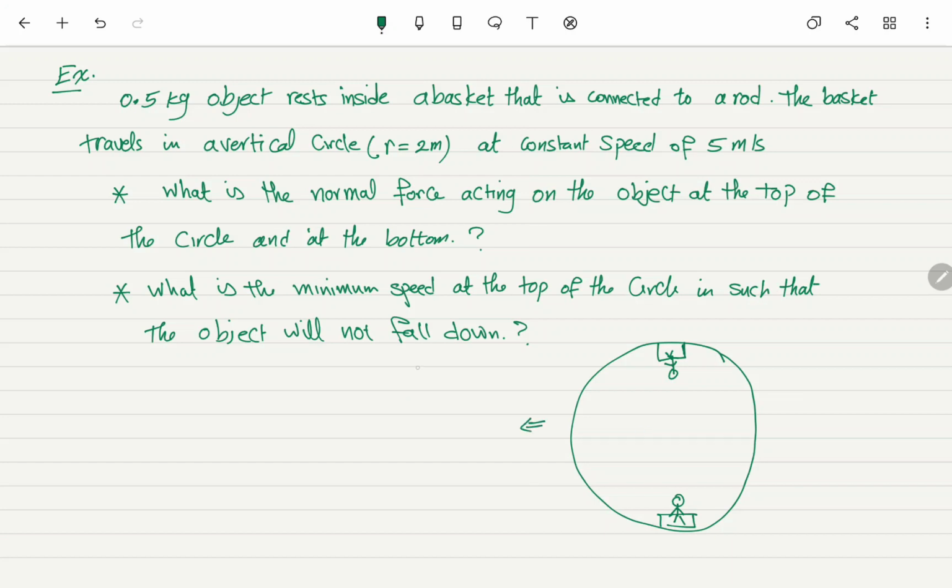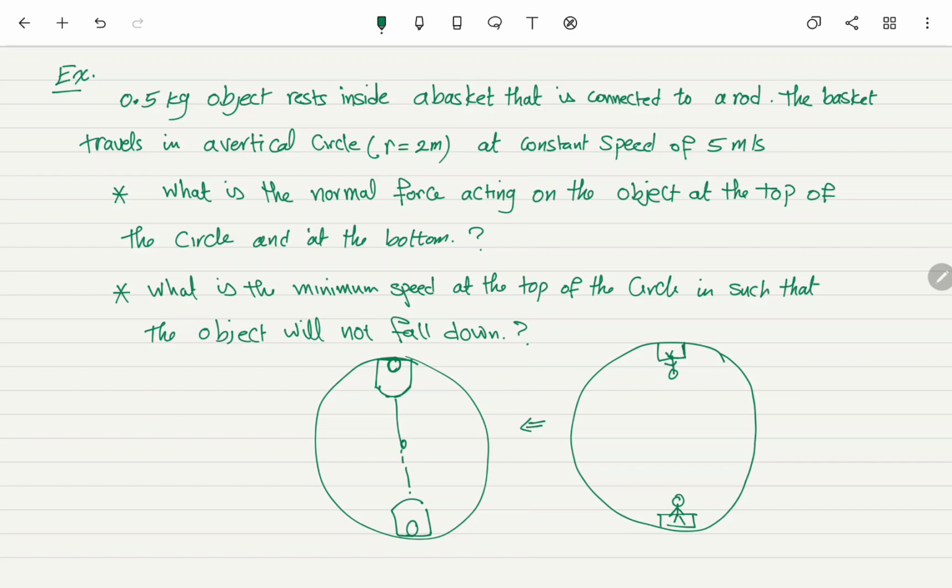In such a way, we have a basket connected with a rope, and there's an object in here. In order for this object not to fall down, we have to find the minimum speed at the top. Also, we have to find the normal force acting on this object at the top and the normal force acting on this object at the bottom. This is the bottom here, this is the basket here, this is the other situation.